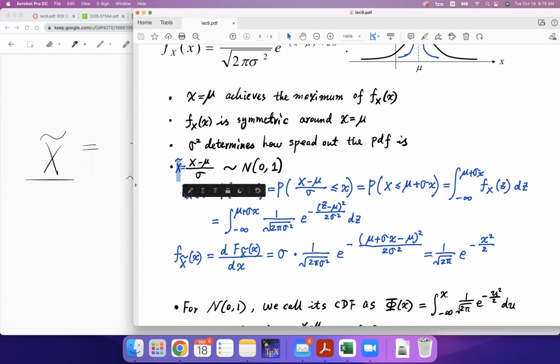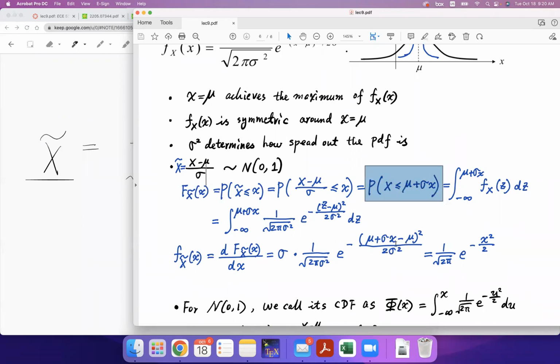We follow the definition of the CDF. It means the probability of X tilde less than or equal to the value x. But X tilde is defined in this way, so we plug it in. We have (X minus mu) divided by sigma less than or equal to x. Now we are looking at this event, which is related to the random variable X. After rearranging this inequality, we can solve for X. It is equivalent to the probability that the random variable X is less than mu plus sigma times the value small x.